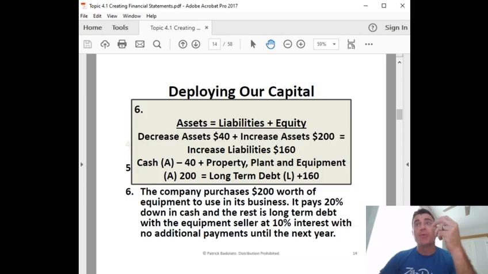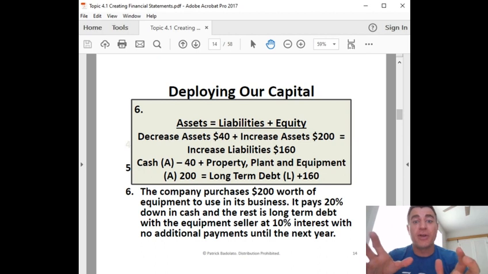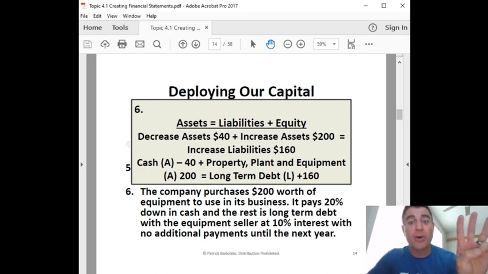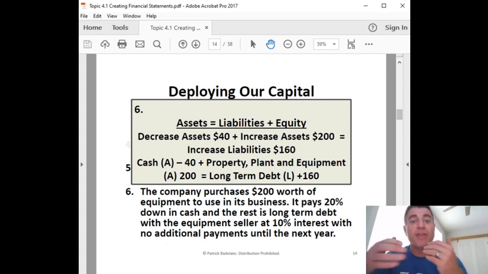Let's jump into 6. We purchased $200 worth of equipment to use in our business. We pay 20% down, and the rest is on long-term debt with the equipment seller at 10% interest. And just to keep my interest rates simple here, not a commentary about what they should be. No additional payments until the next year. So what do we have here? I just want to set this up by stating the following. I'm going to make sure this journal entry has 3 parts, right? Journal entries have to have a minimum of 2 parts because you have to have balance.